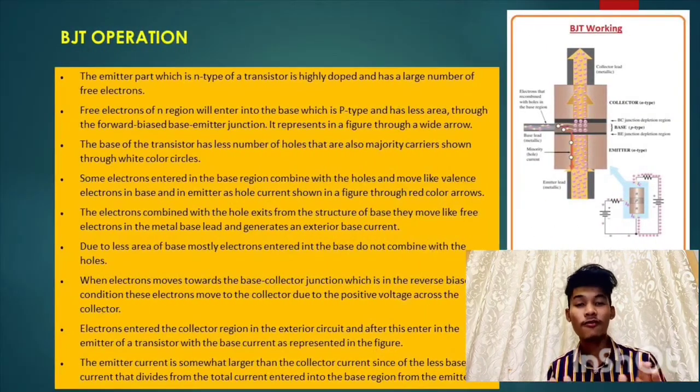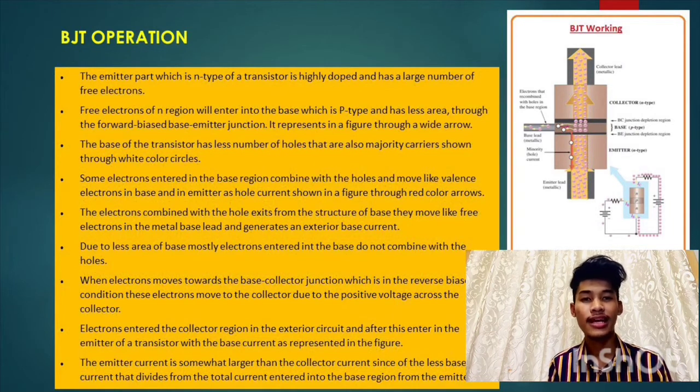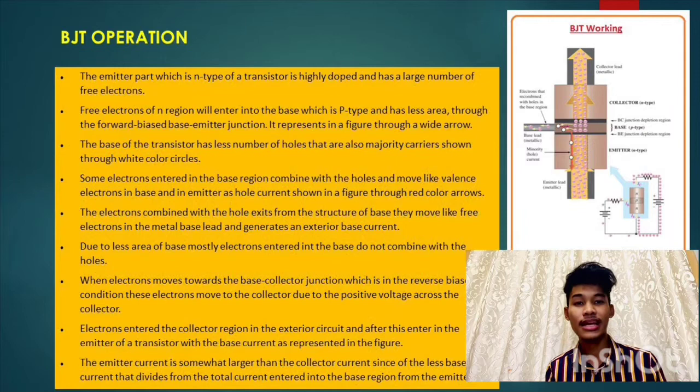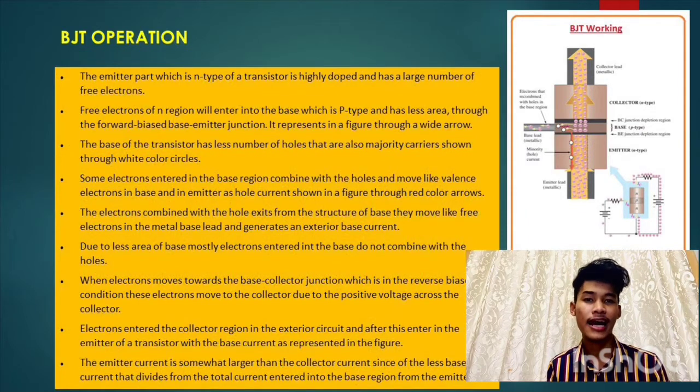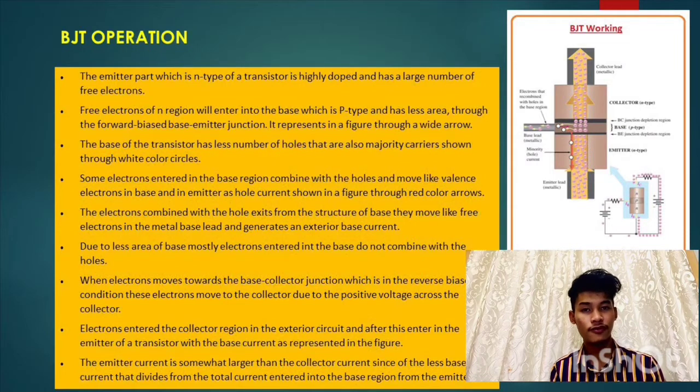Okay, operation of BJT. For an understanding of the working of a BJT transistor, let's discuss the internal structure of an NPN transistor. In the picture, you can see that the emitter part, which is N-type, is highly doped and has a large number of free electrons. Free electrons of the N region will enter into the base, which is P-type and has less area, through the forward bias base emitter junction.